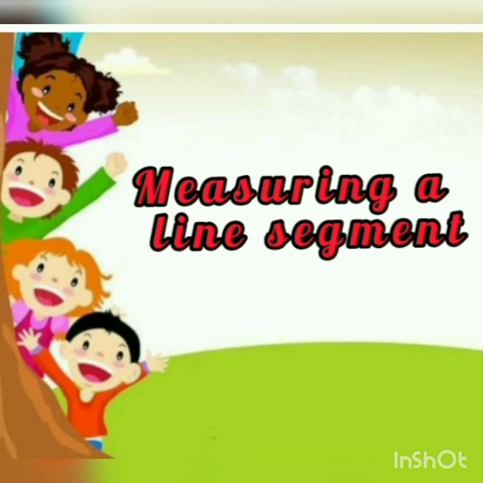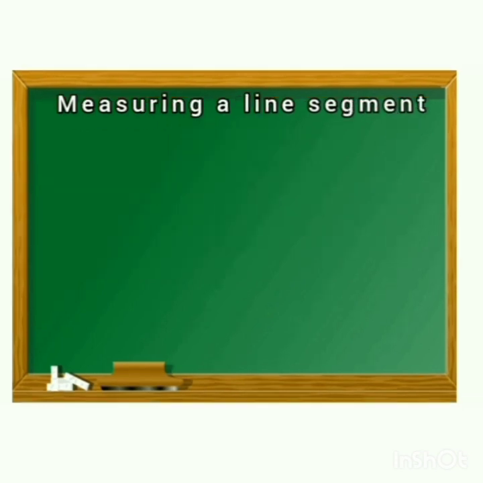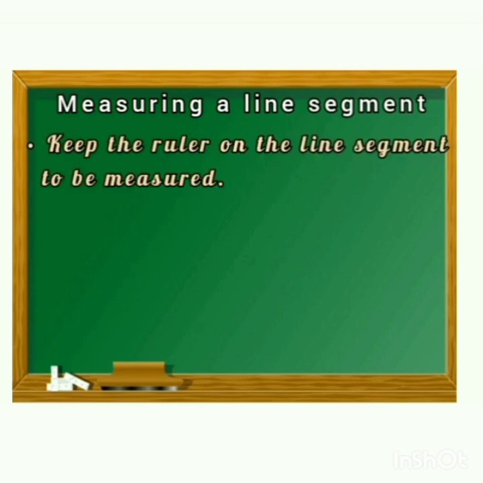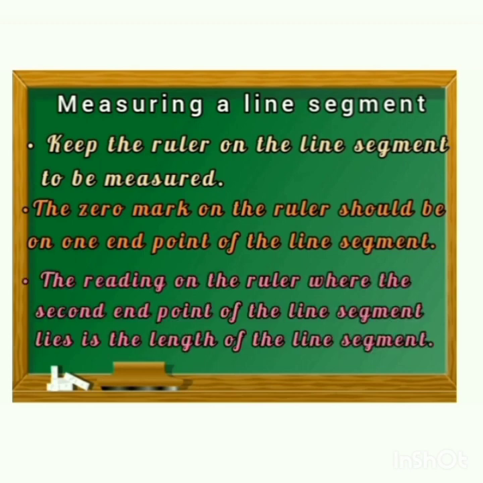Next, we can learn the topic measuring a line segment. We can measure a line segment using a ruler. The ruler is marked in centimeters with numbers starting from 0. While measuring a line segment, we should keep in mind 3 points. The first one is keep the ruler on the line segment to be measured. And the second point is the 0 mark on the ruler should be on one end point of the line segment. Our third point is the reading on the ruler where the second endpoint of the line segment lies is the length of the line segment.